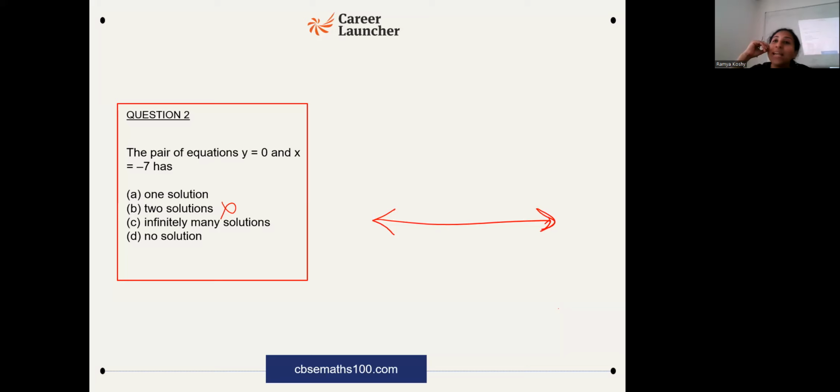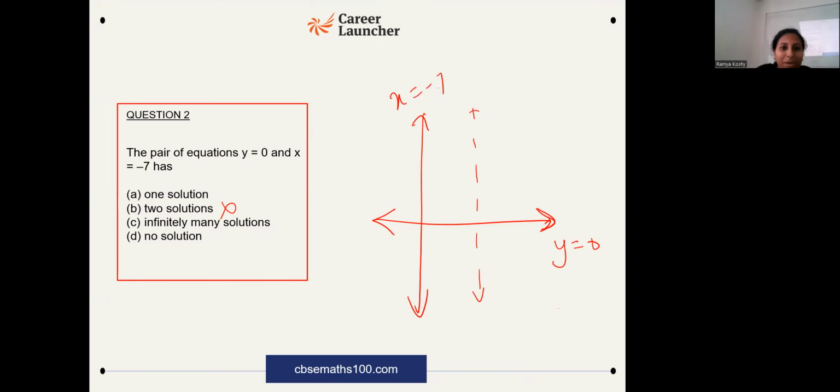And x equals minus 7. How will the line x equals minus 7 be? It's a vertical line. x equals any number is a vertical line. So if this was the y-axis, x equals minus 7 will be somewhere here. This will be x is equal to minus 7. Correct? That will be x equals minus 7.